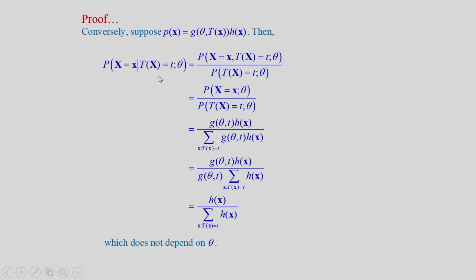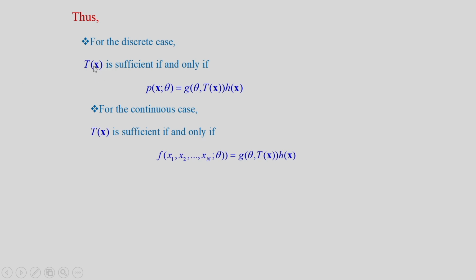Therefore, we have proved both necessary and sufficient conditions. So, for the discrete case, T(X) is sufficient if and only if this joint PMF is a product of two functions g and h. And similarly, for the continuous case also we can establish that T(X) is sufficient if and only if the joint PDF is a product of two factors. One is a function of theta and T(X), the other is simply a function of x.